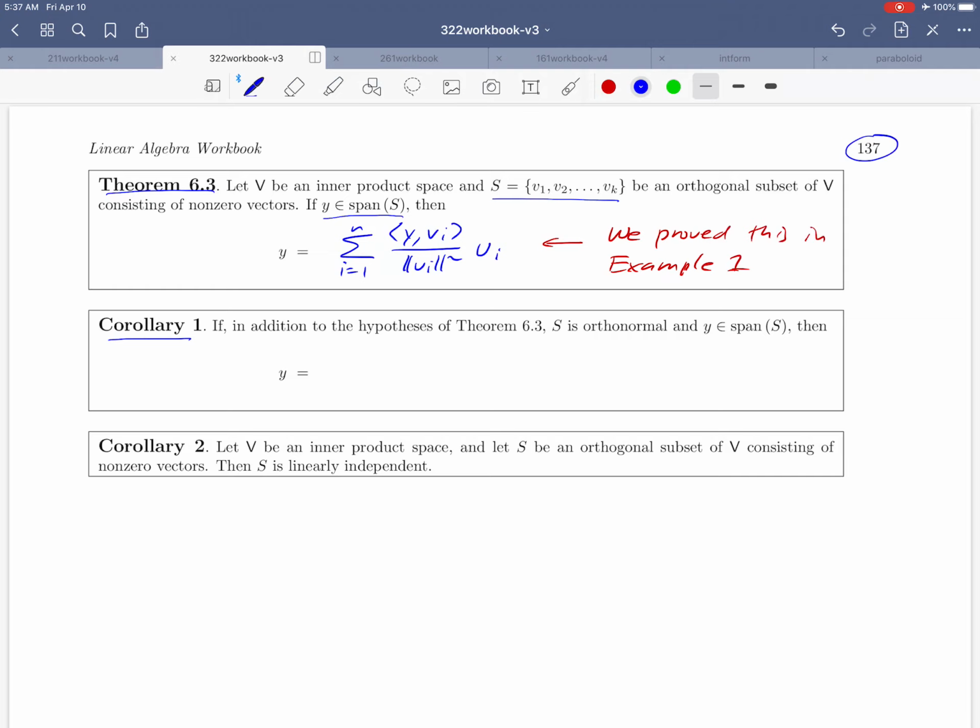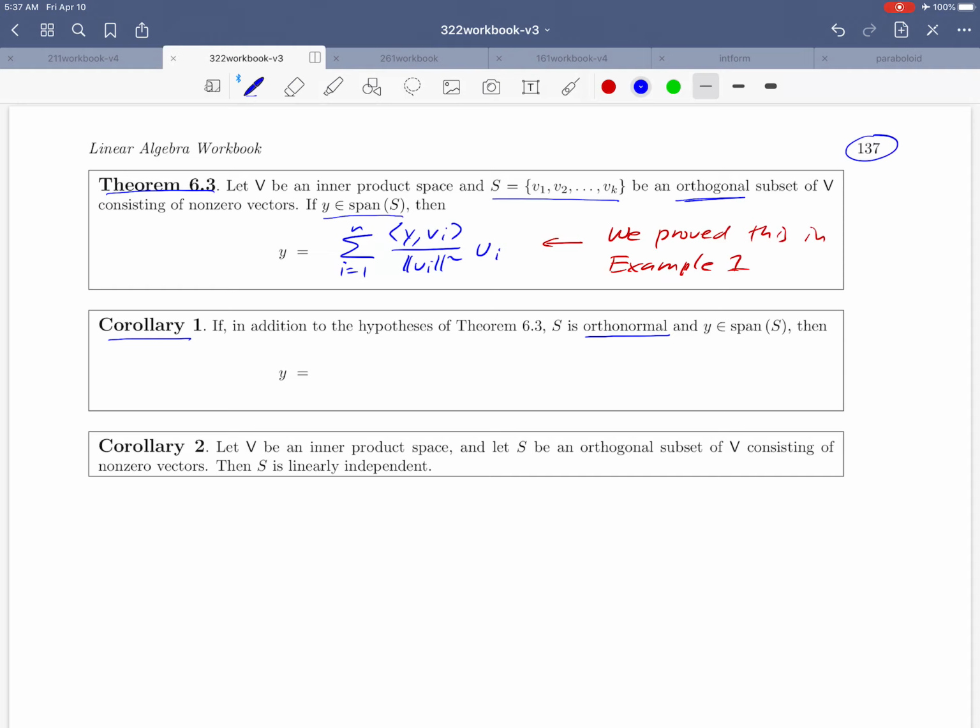So suppose that we have the same hypotheses that we did in 6.3, but in addition, we know that S is an orthonormal set. Well, what did orthonormal mean again? It just means that the vectors are orthogonal, just like they were up in Theorem 6.1, but they have an additional property that the length is 1. The length of every vector in S is 1.